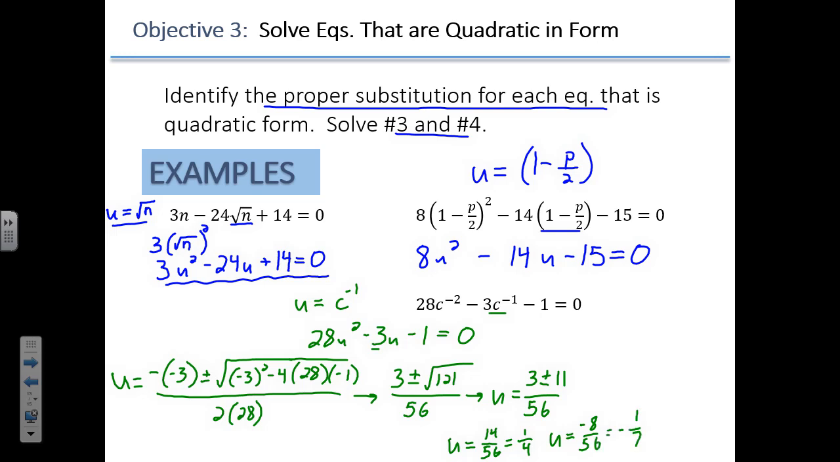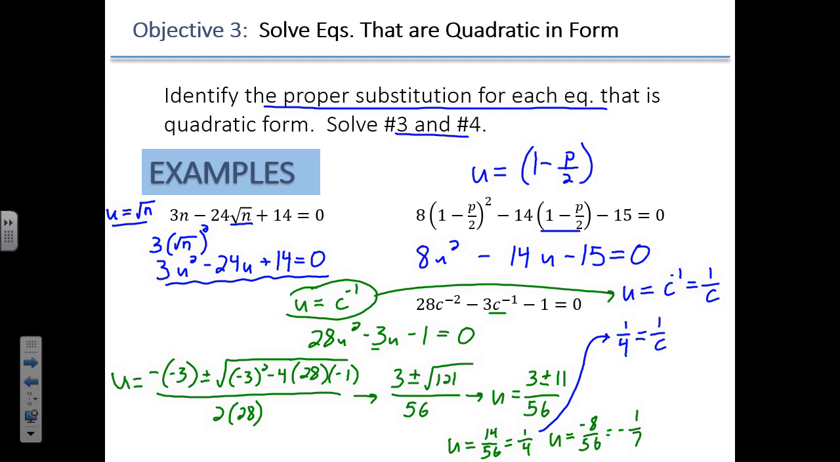But we're not done. Remember, we weren't trying to solve for u, we were trying to solve for c, and u is equal to c to the negative 1 power. Now, hopefully at this point in the semester you know that c to the negative 1 power is the same as saying u equals 1 over c. And so when u is equal to 1/4, we can say that 1/4 equals 1 over c, and apparently c is 4. There's one solution.